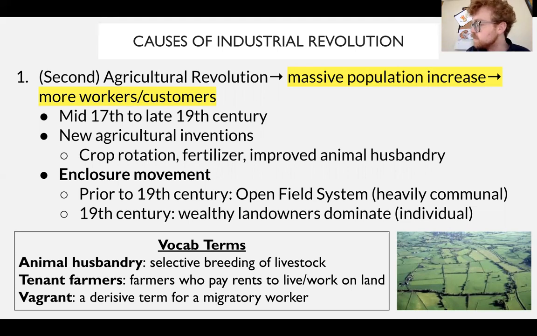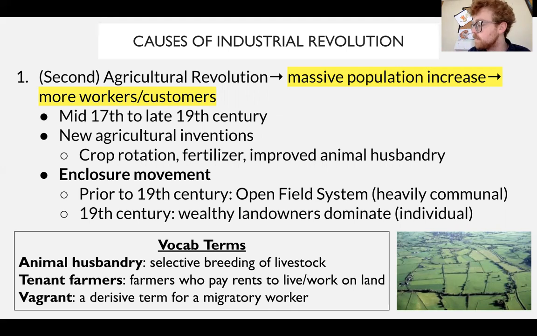This is leading to longer life expectancies. It's leading to more food overall. And of course, more food means more people. More people means more workers. That's the important part of the agricultural revolution. So this idea of more workers, that is one of the big results of the agricultural revolution.